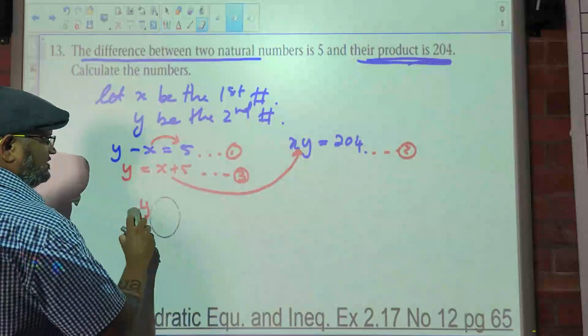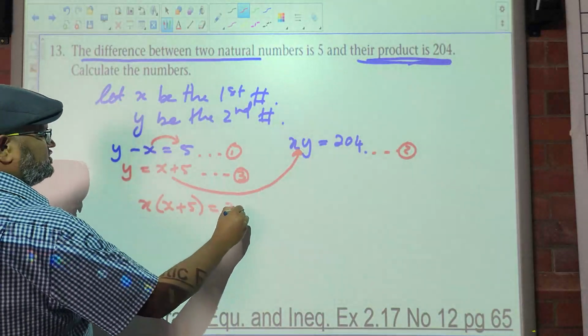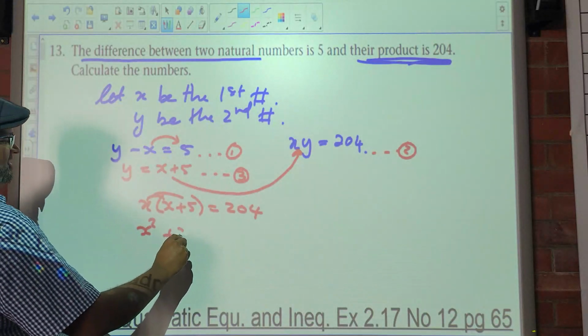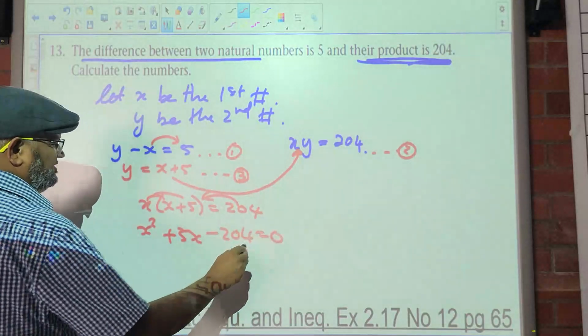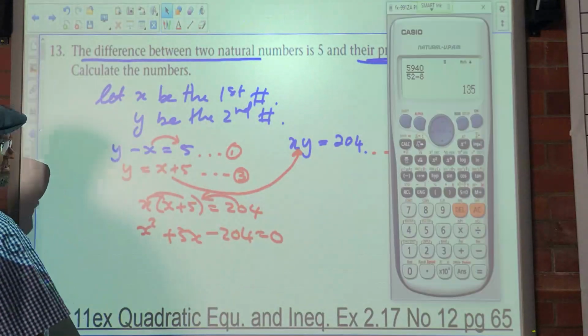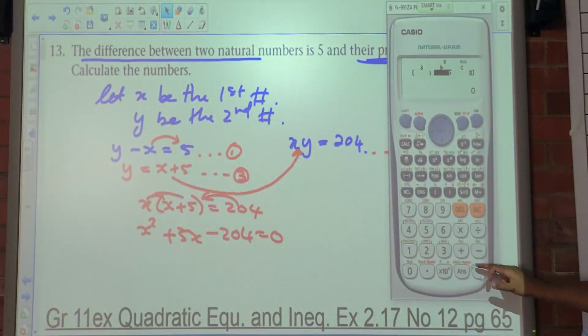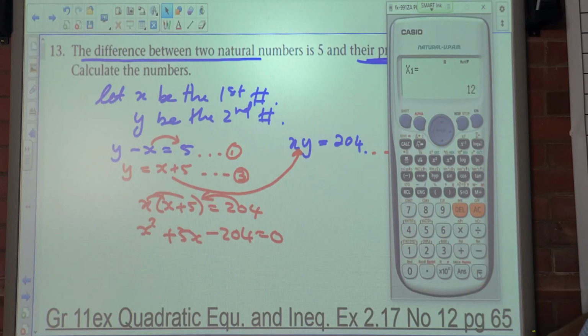So it's going to be x times (x plus 5) equals 204. Expanding the bracket gives x squared plus 5x minus 204 equals 0. Now use the calculator again. It's going to give you 1, 5, negative 204. The answer is 12.